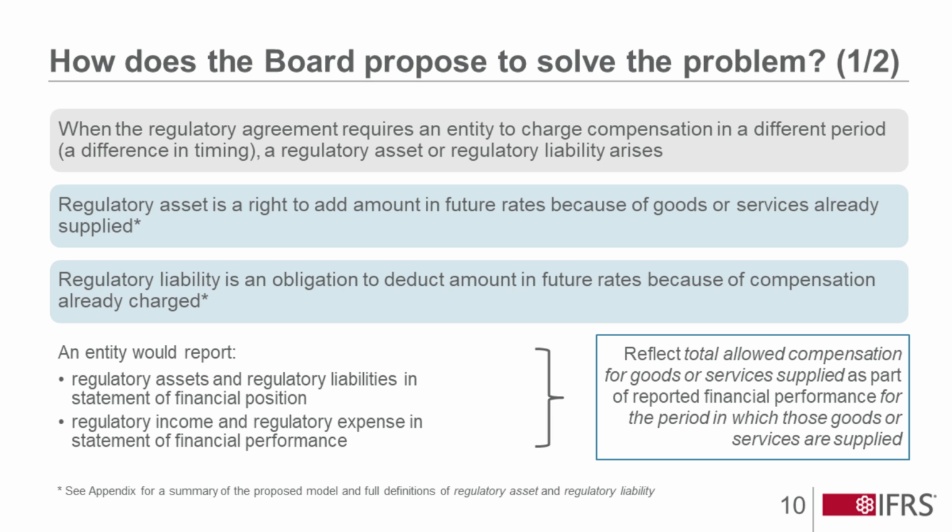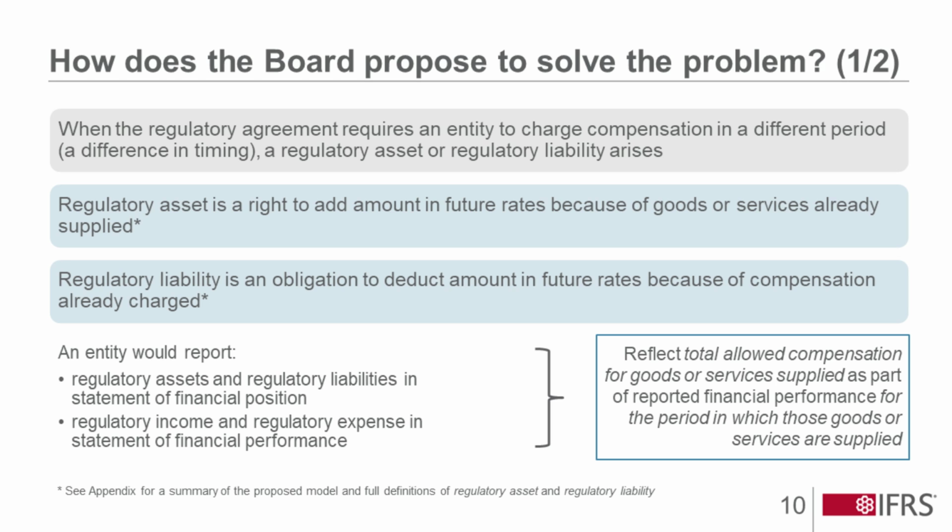This is what we will explain in the next few slides: how to sort this out, how to solve this problem, or how the board is proposing to solve the problem. In this slide, difference in timing are associated with rights to increase or obligation to decrease future regulated rates. If a regulatory agreement requires part of the compensation for goods or services already supplied to be included in future regulated rates, that difference in timing is associated with a regulatory asset.